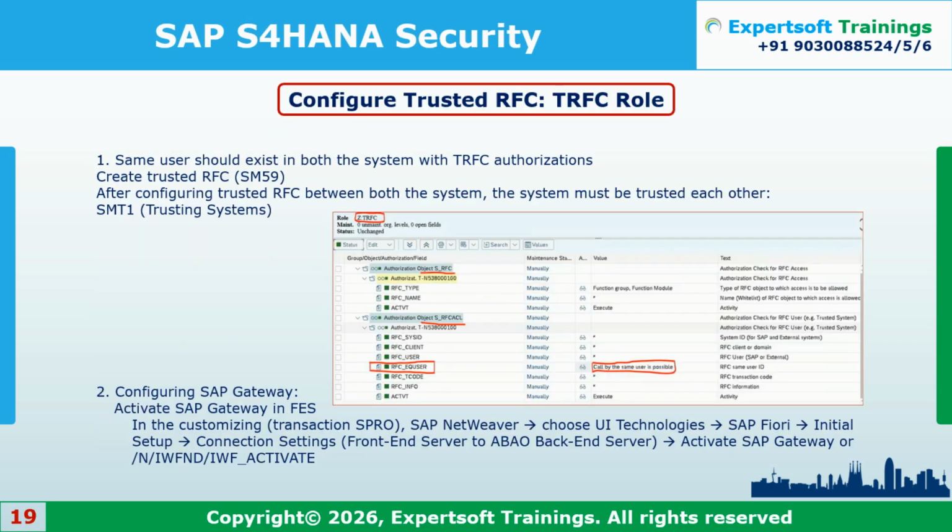Coming to here, this is the first configuration step. If you are using embedded deployment in your implementation planning, these configuration steps are not required. If you are using central deployment only, we can start our configuration work from this first step. The first one is configure trusted RFC.